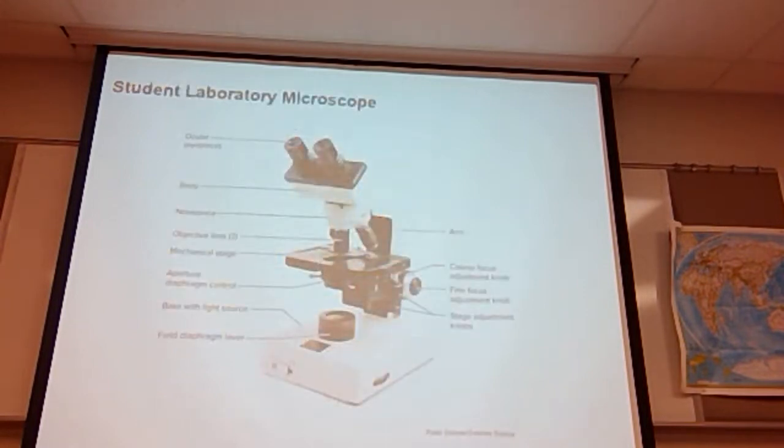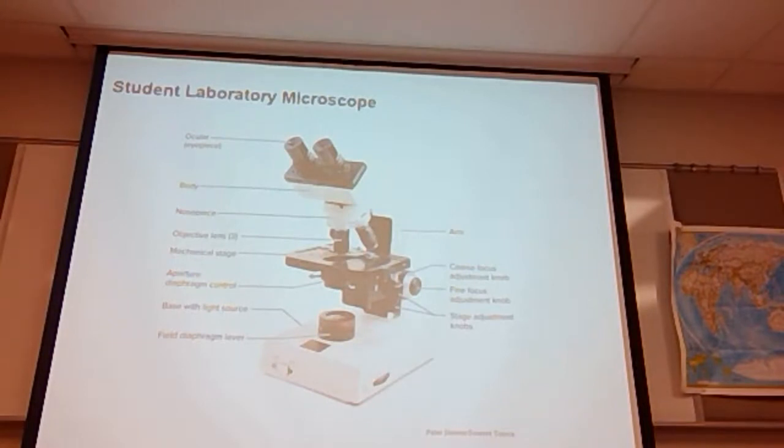Typical microscope, this looks very similar to the one we use in our lab. Yes, the one we use is a little updated version of this, but it has all the same parts. It has a dual or a binocular eyepiece. There's a body, there's a revolving nose piece that holds the objective lenses. The arm is the back portion of the frame where you carry the device. The objective lenses are attached to the revolving nose piece.